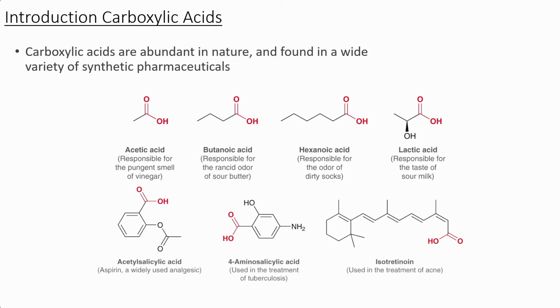Carboxylic acids are abundant in nature and found in a wide variety of synthetic pharmaceuticals. Here are some examples of carboxylic acids that you might be familiar with and are widely used. For example, acetic acid, or white vinegar, and acetyl salicylic acid, or aspirin.